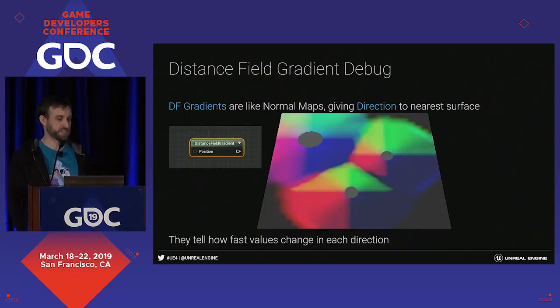So this is what the distance field gradient looks like. We have a node for that in UE4. The way this is calculated is kind of like a normal map. You take offsets in each direction, and that gives you the magnitude of the offset in each direction. This is not normalized by default, but it's pretty common to normalize it before you use it. Really, that's up to you.